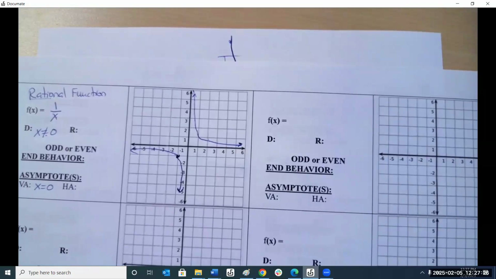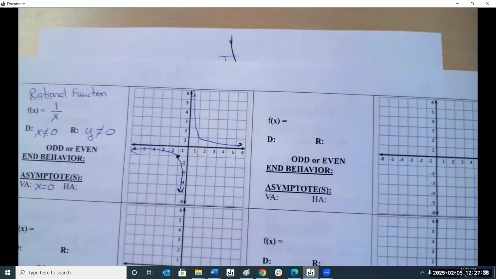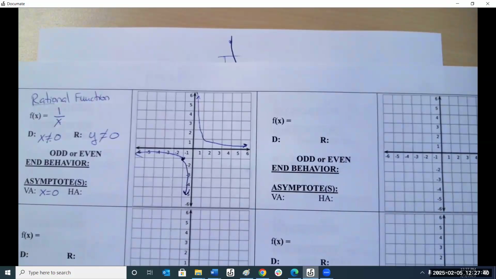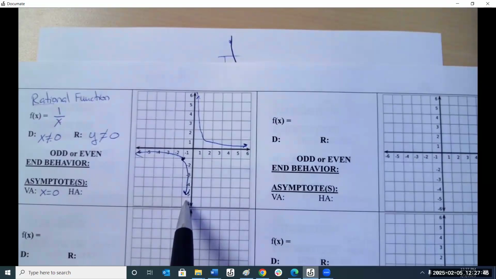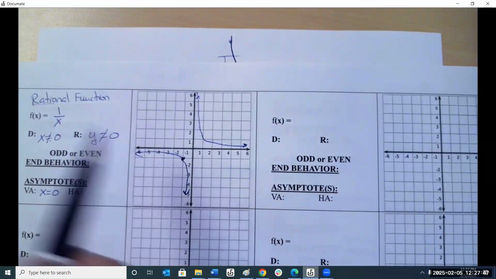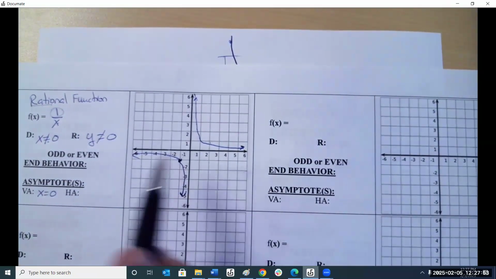So what's our range? You can simply say that y cannot equal 0. X cannot equal 0 because you have an asymptote at 0. Y cannot equal 0 because the top can never equal 0. It's a horizontal asymptote.